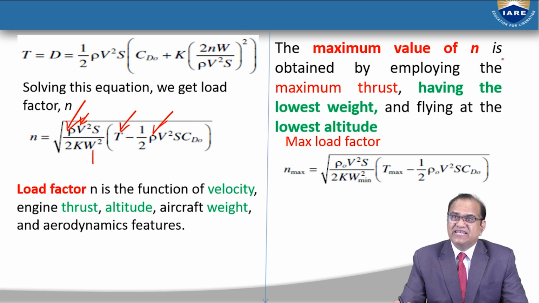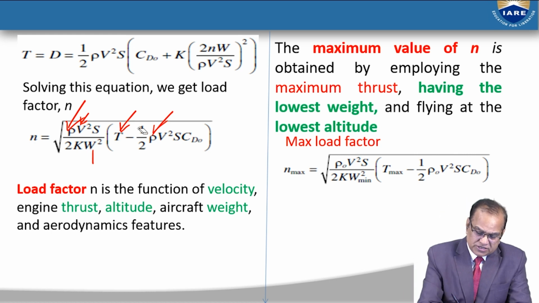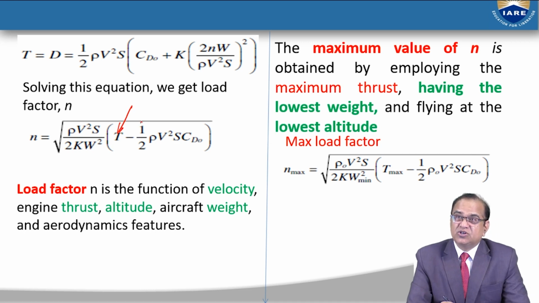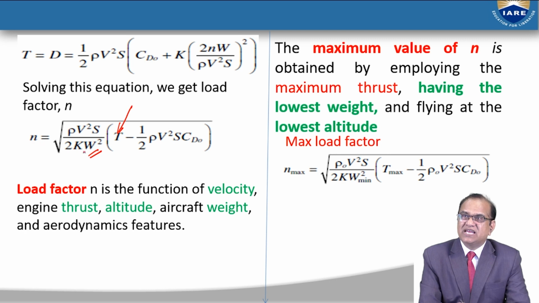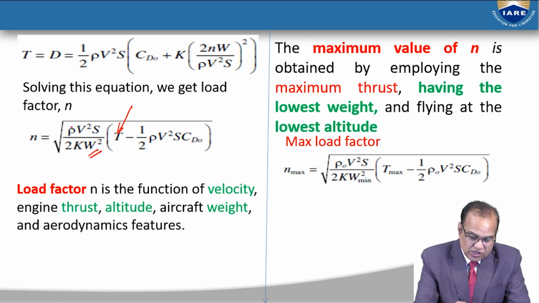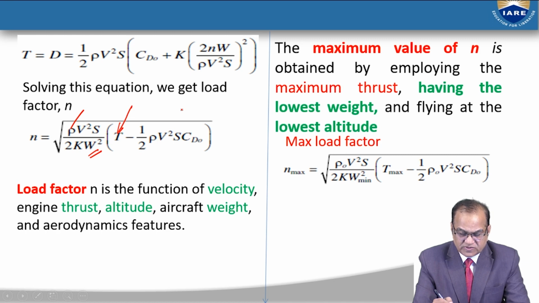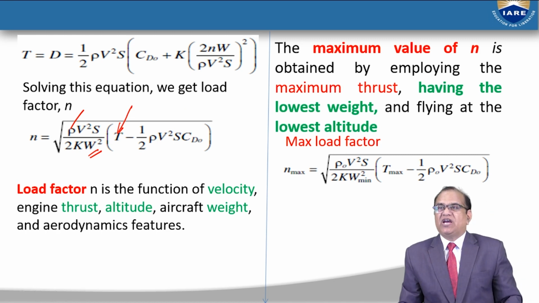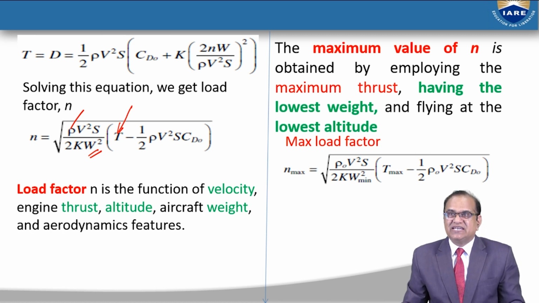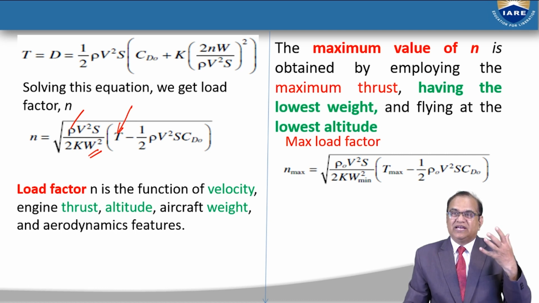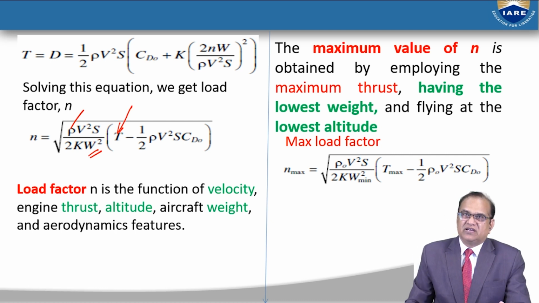The maximum value of n is obtained by employing the maximum thrust. So how can you get the maximum n? As you increase the thrust, your n will increase. Having the lowest weight, your n will also increase, and flying at the lowest altitude, where rho is lowest. So the aircraft which has high thrust, the lowest weight, and flies at the lowest altitude will give the best load factor.